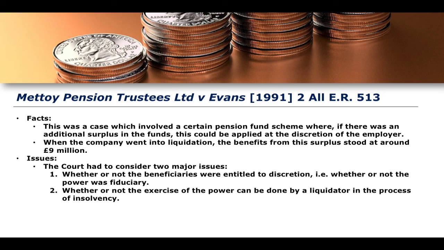We won't get into the concept of insolvency law in this lesson, but essentially one of the things that happens when we have the winding up of a corporation, whether that be voluntarily or through court discretion, you may have a situation where a liquidator then goes about distributing assets to creditors in the way that they see fit. And there's lots of different rules, lots of different principles that relate to that. But the question here was, could this power of discretion to distribute these assets be done by the liquidator in the process of insolvency?